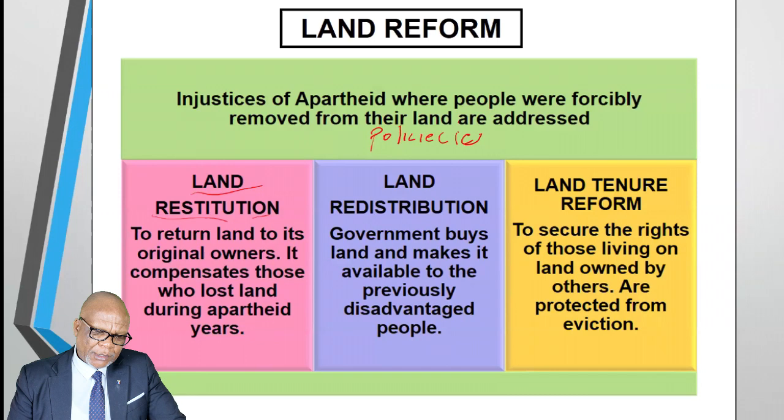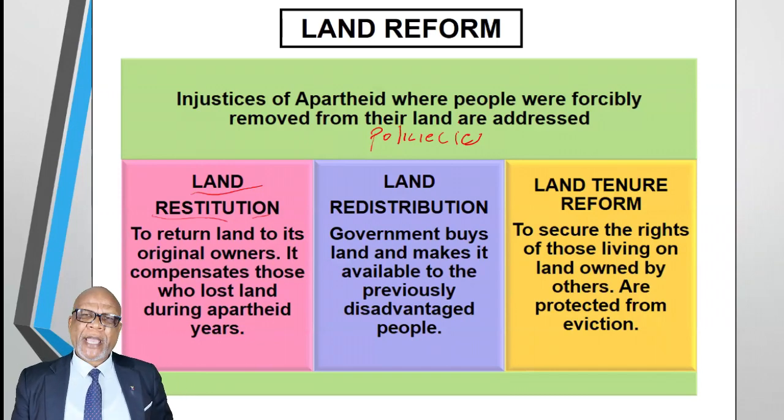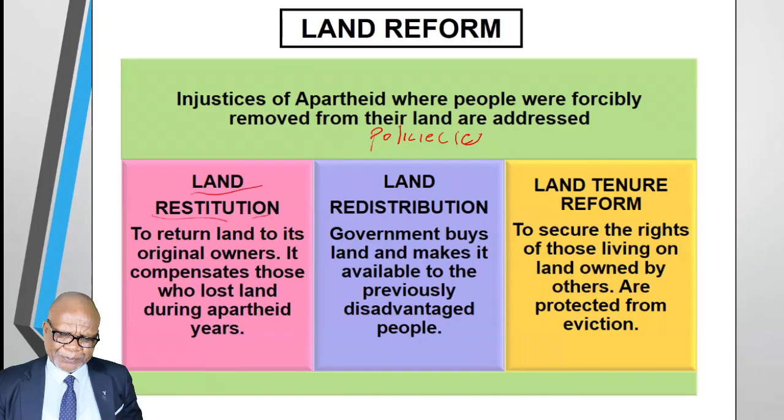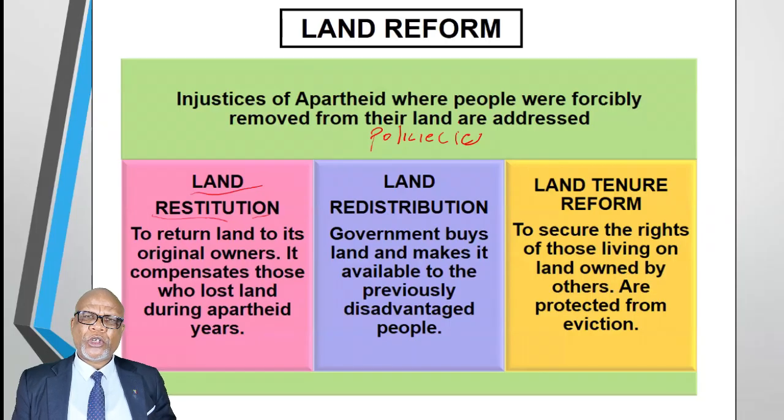So land restitution is giving land back to people, or compensating them. You can compensate them by giving them money, or you give them alternative land. And the second policy here is land redistribution. During apartheid, land was distributed, but it was unfairly distributed.